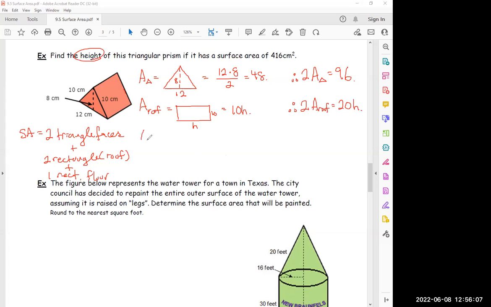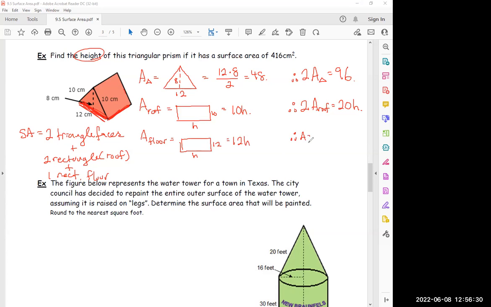And lastly, the area of the floor, that is another rectangle. What are its dimensions? This I do not know, but this is a 12. That height I don't know, but this is a 12. This is 12h.